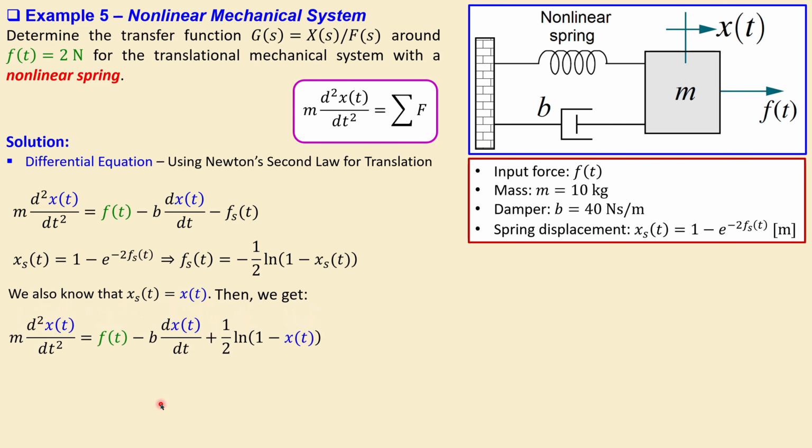Then we get the following. So everything is then X, and also Xs will be then replaced by X, and I get now a minus half ln of that expression. You can see it is definitely nonlinear. So we need to linearize this if I want to have also Laplace transform of this as a transfer function.